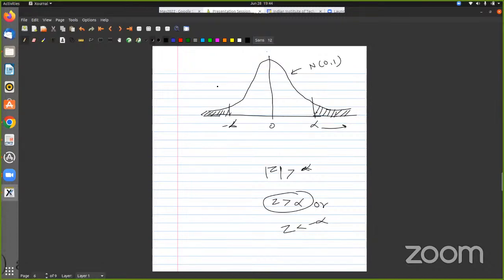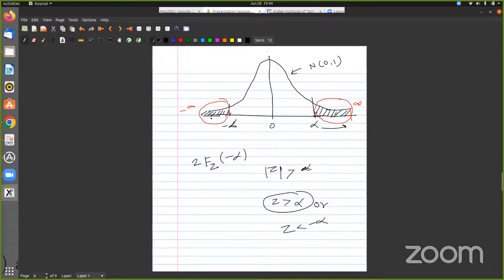This area is from minus infinity to minus alpha, and this is from alpha to plus infinity, right? So both these areas are the same. That means I can write 2 times the probability, 2 times Fz of minus alpha also.